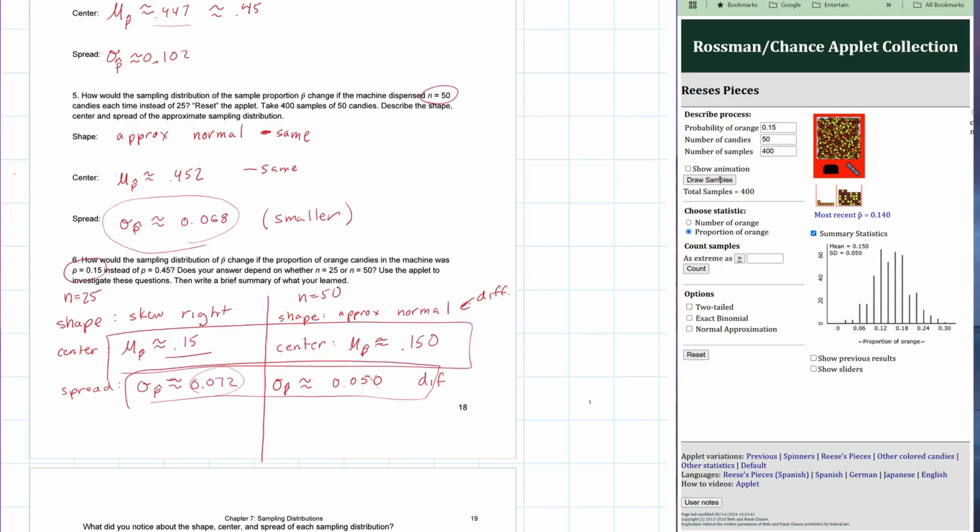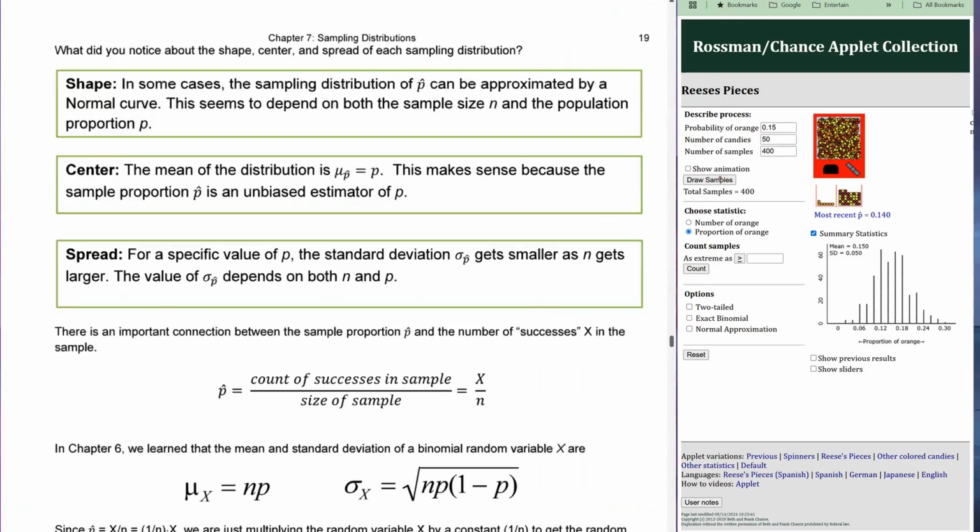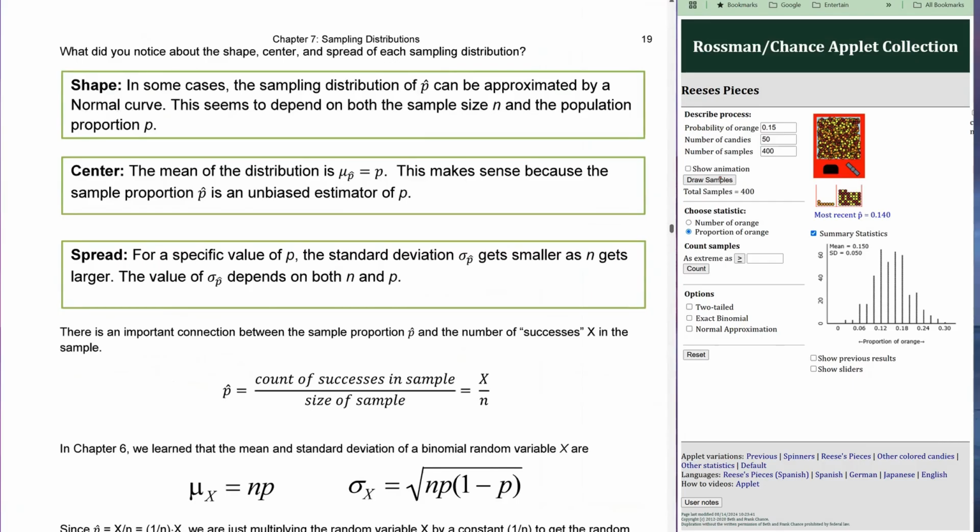So there seems to be a lot going on here. Let's see if we can summarize what we think we've seen. In terms of shape, I think it's safe to say that in some cases, it looks like it's approximately normal. In some cases, it's not. And it seems to depend both on the size n and the population proportion. The center seemed to always be the same as the population proportion. The mean of the sampling distribution of p hat always seems to be where the population proportion is.